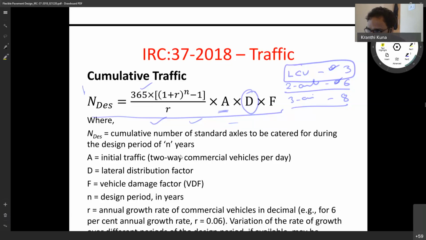Sir, I just want to say, I think two separate pavement designs can be done, right? Left side different, right side different.